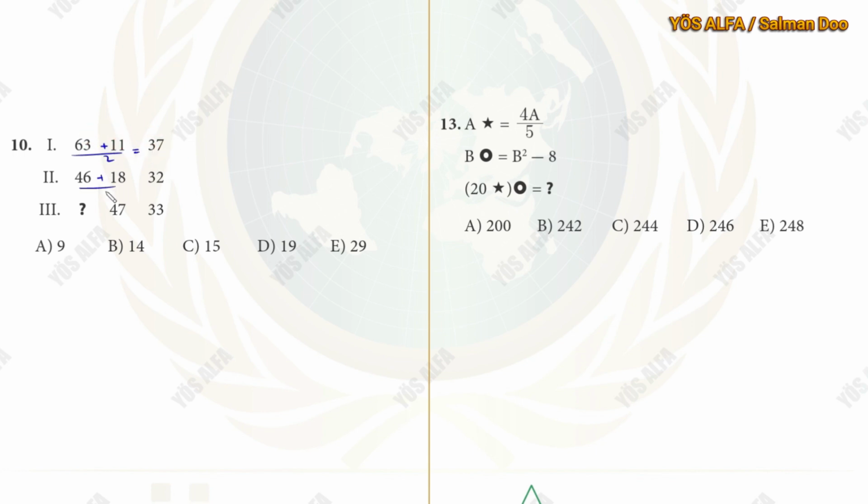And 46 plus 18 divided by 2 is 32. So let's say this is x. X plus 47 divided by 2 is 33. So from here we have 66 minus 47 as x. The answer is D, 7.